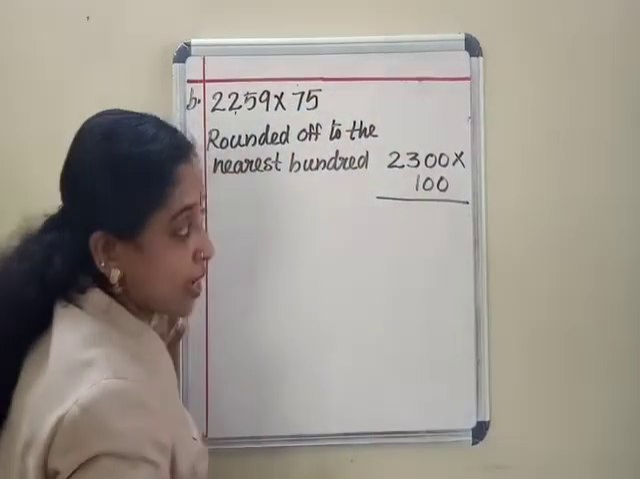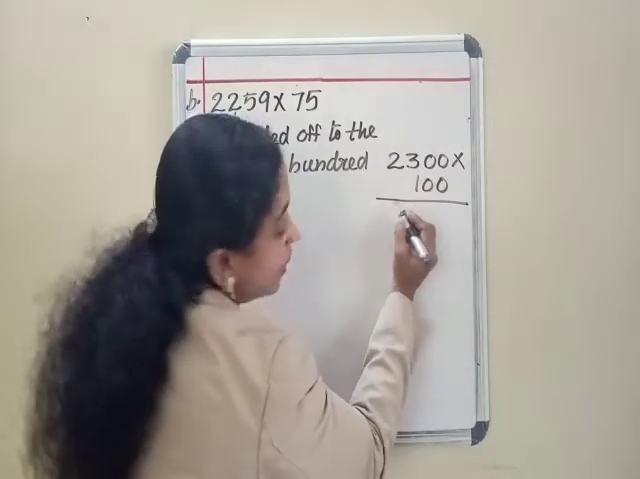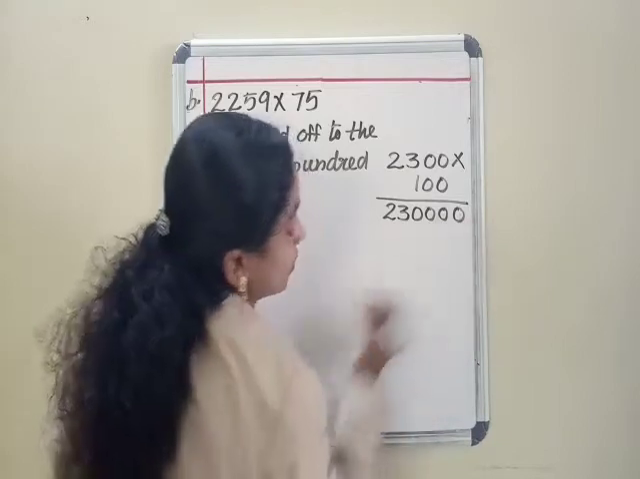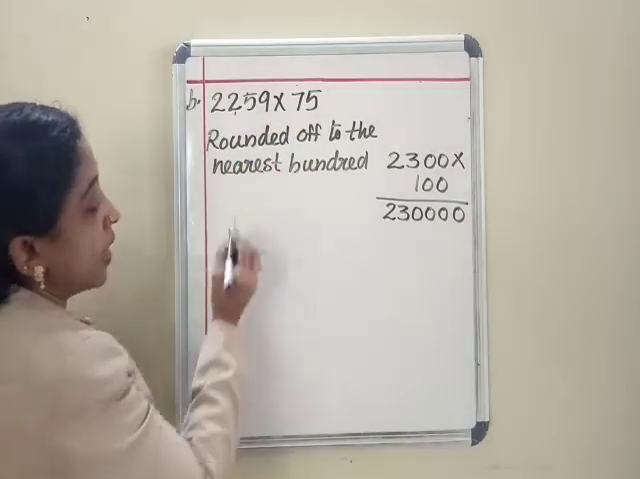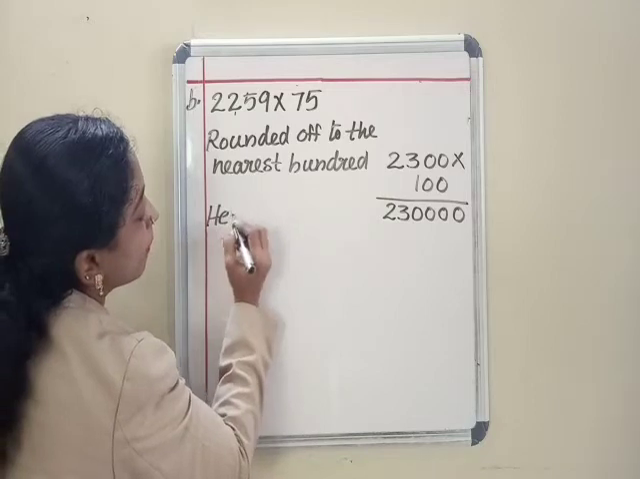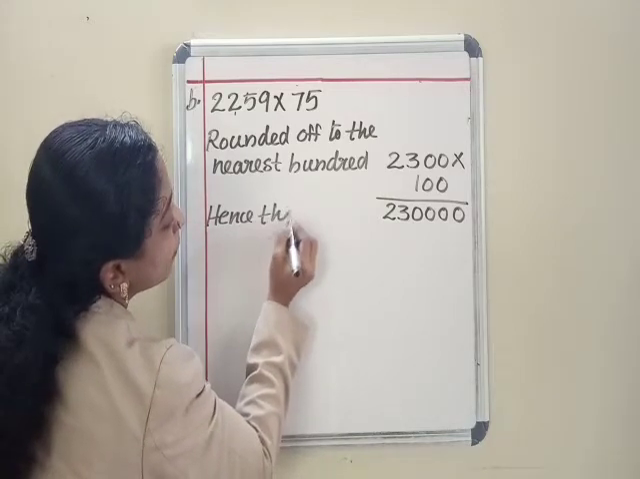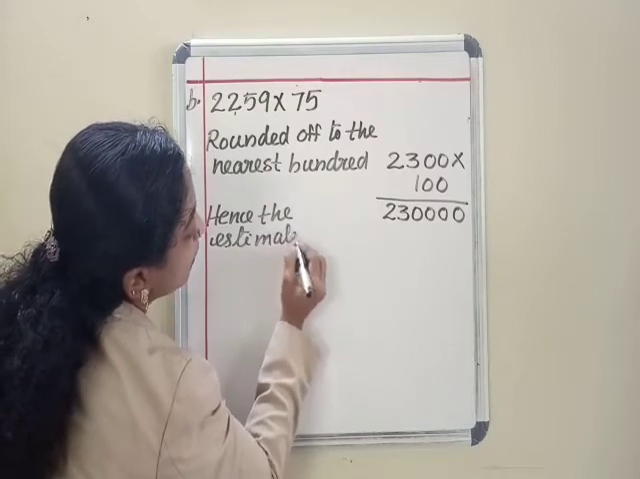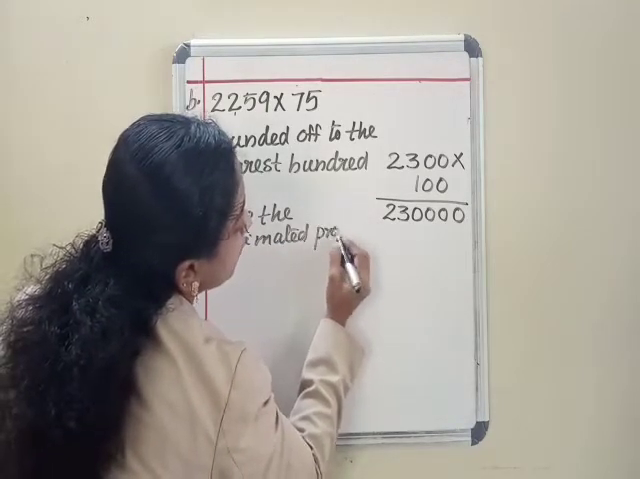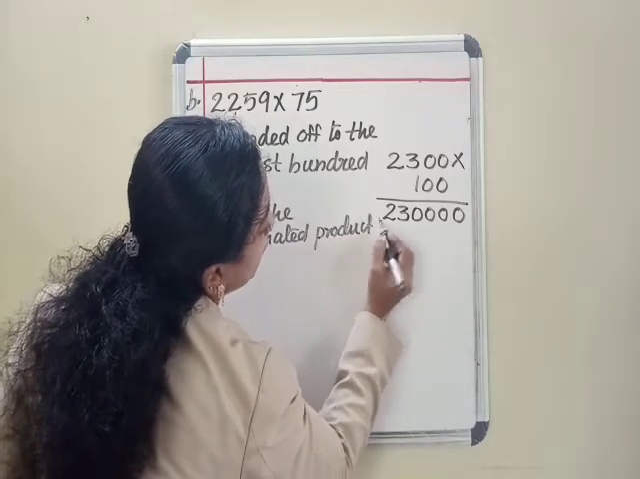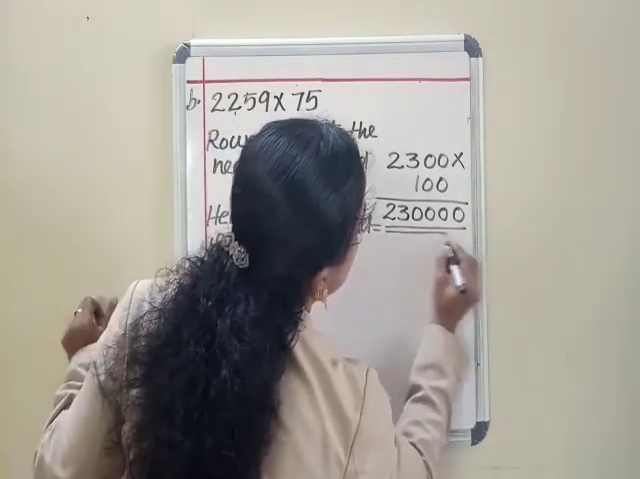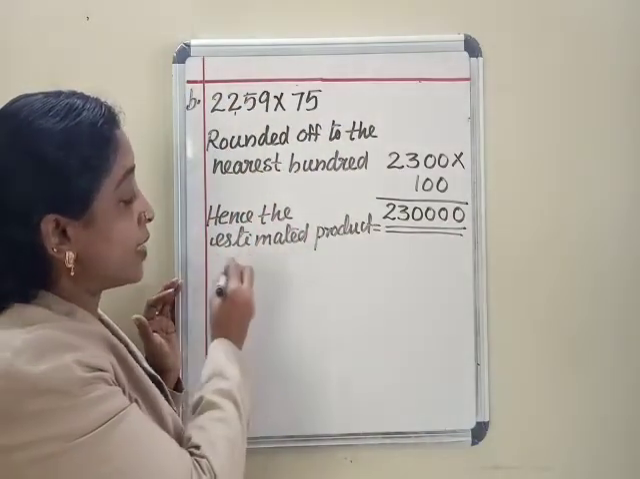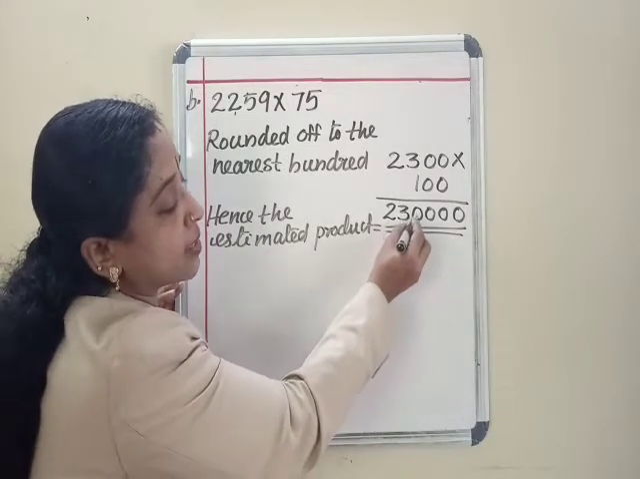How we will get the answer? 1 into 23, 23. We can add 4 zeros. Then this is what? Estimated product. Estimated product is equal to what? 2,30,000. Hence the estimated product is equal to 2,30,000.